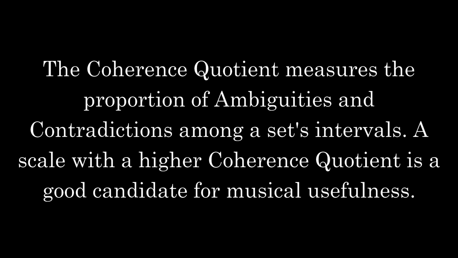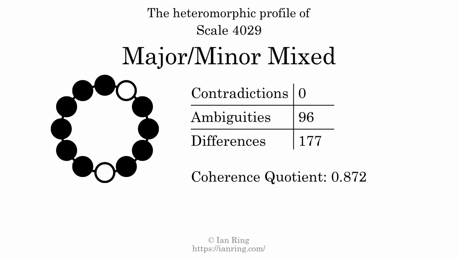The coherence quotient measures the proportion of ambiguities and contradictions among a set's intervals. A scale with a higher coherence quotient is a good candidate for musical usefulness. The coherence quotient is 0.872.